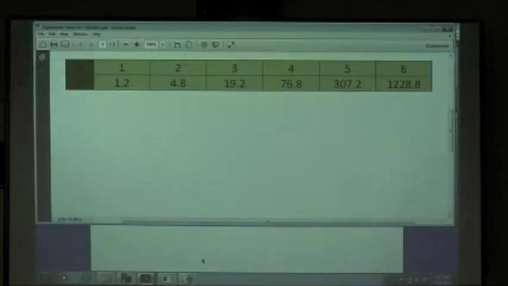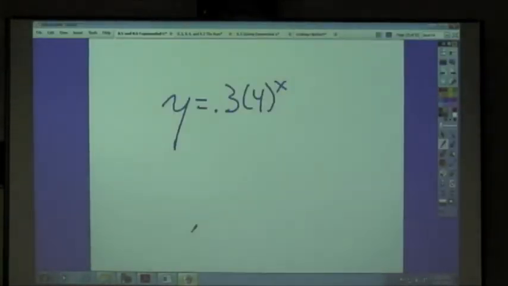All right, use your calculator. Use that function that we talked about on the calculator to find the best fitting equation for this one. Pause it. All right, so here's your answer. Y equals 0.3 times 4 to the x power.